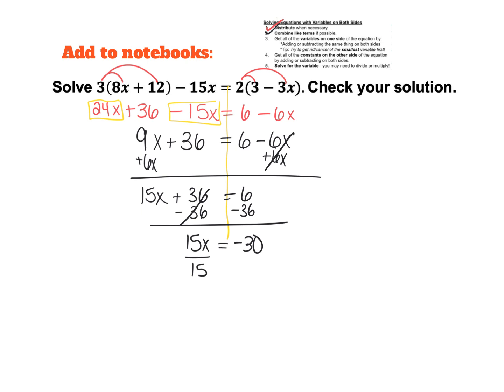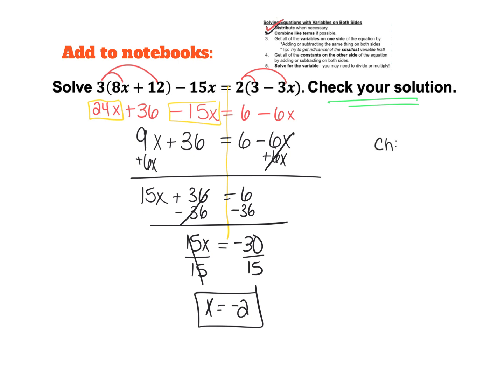Final step, we're going to divide by that coefficient of x so that we have x on the left and negative 2 on the right. Now this problem asks us to check our solution, and although you can do it on every equation, you won't be required to on every equation, but let's see real quick what that looks like when you check.